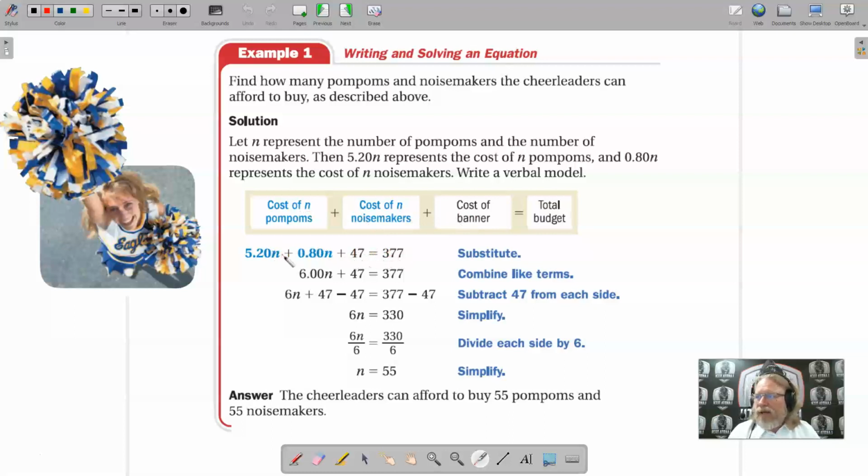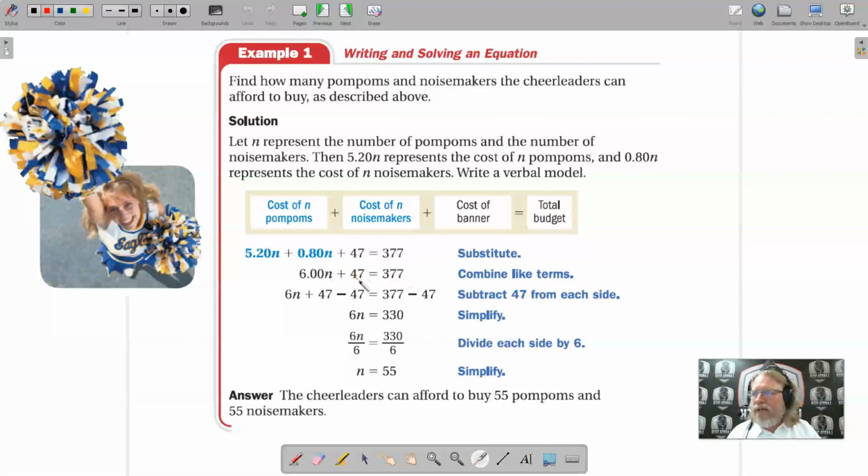So we're going to combine like terms. Notice that this is in terms of n and this is in terms of n. So we can combine these two. 5.2 plus 0.8 is going to be 6. So we have 6n plus 47 equals 377.